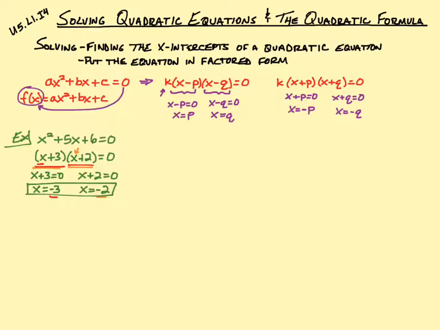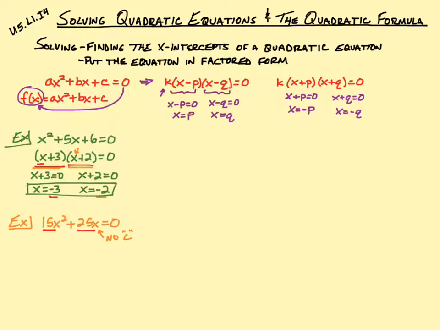Okay, let's look at a slightly different example. We're going to look at 15x squared plus 25x equaling 0. Now, this is a little different because, if you notice, we don't have a c value here. So what do we do if we don't have this constant at the end of our standard form? Well, we just look for whatever's common between the terms that we do have.